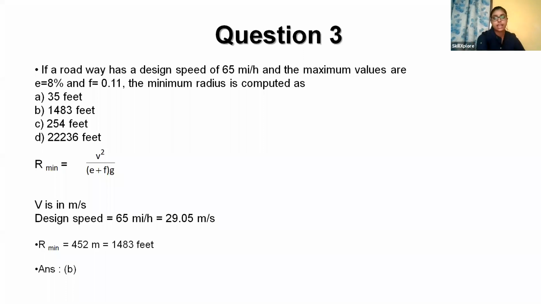65 miles per hour is equal to 29.05 meter per second. So first we have to convert to meter per second. Then compute the R minimum. While substituting this 29.05 meter per second in the formula, we will get the answer as 452 meters. But again, here the answer is given in feet. We have to again convert this into feet. That gives the answer as 1483 feet.